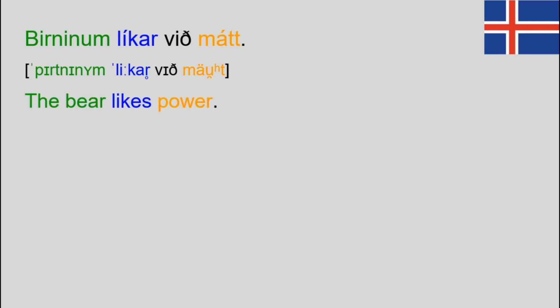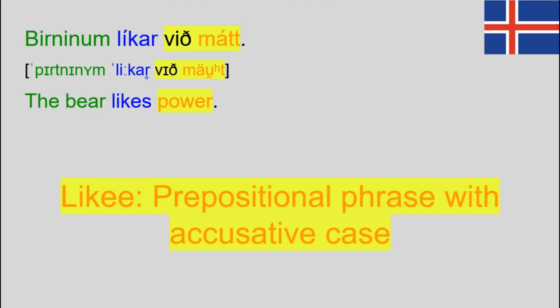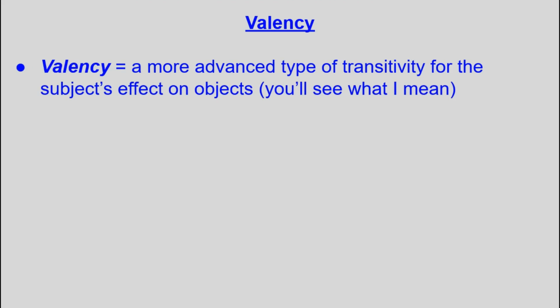This means the bear likes power, and in it, the bear doing the liking is in the dative case, while the power, which is liked, is in a prepositional phrase in the accusative case. Nothing here is nominative. So now about valencies, which are basically more advanced forms of transitivity. There are three of them you should know.